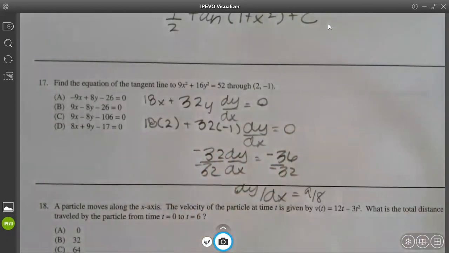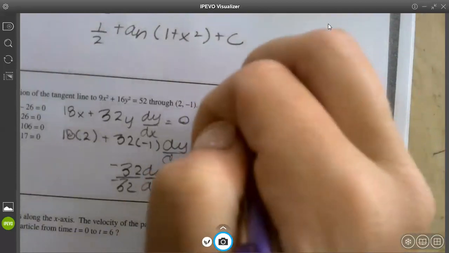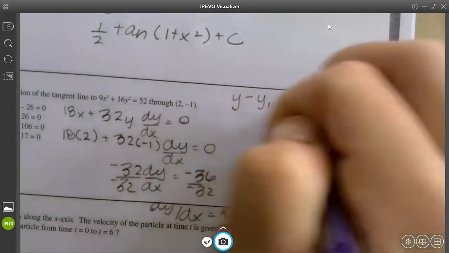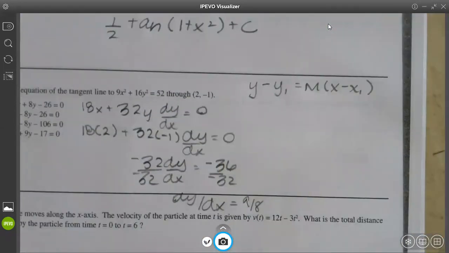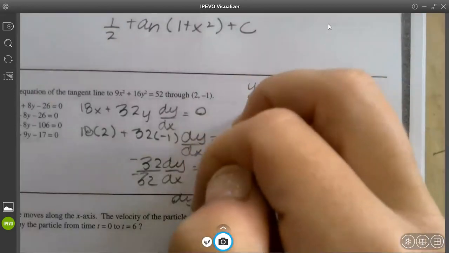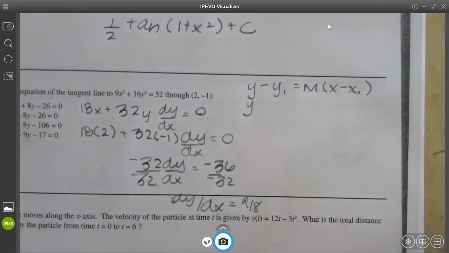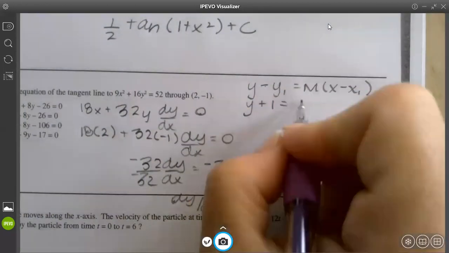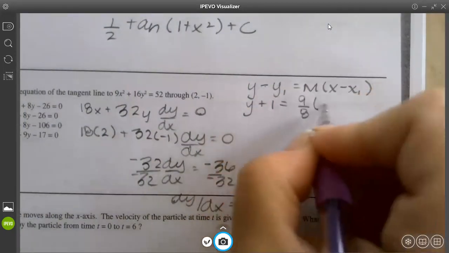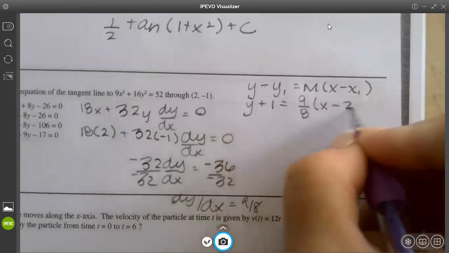If it asked for the normal line, what would you do? Negative 8 over 9. Everybody good? So you would flip and change it. All right, so I got my slope. The way I'm going to write this now is my point slope form. This is the easy way to do it. What was your y coordinate? -1. A negative -1 makes a +1. Your slope that you just found was 9/8. X minus, what's your x coordinate? 2.